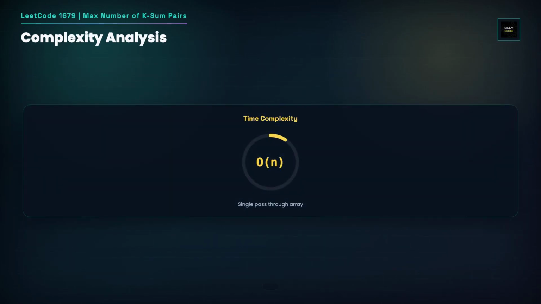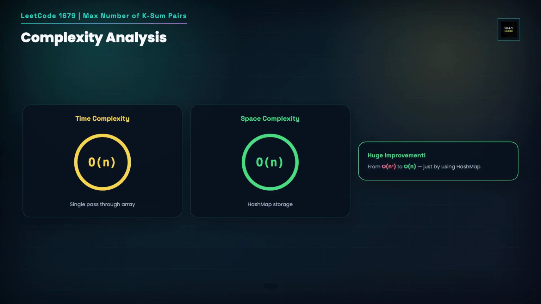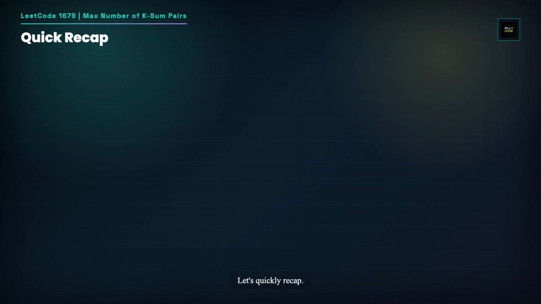Let's analyze the complexity. We process every element exactly once. For each element, we perform only a few HashMap operations. On average, those operations take constant time. So the total time complexity becomes O of n. Now let's talk about space. In the worst case, the HashMap may store every element. So the space complexity is O of n. Compared to the brute force solution, we've reduced the running time from O of n squared to O of n. That's a huge improvement.